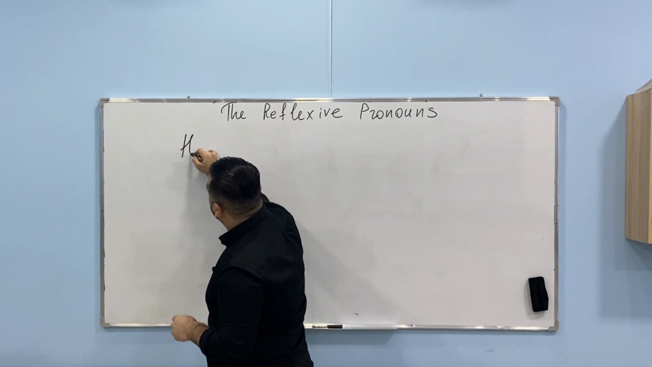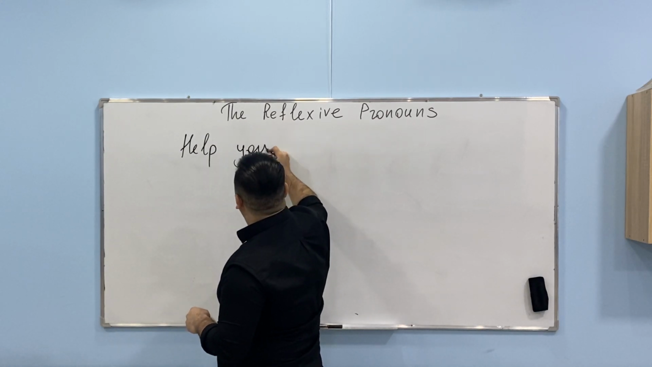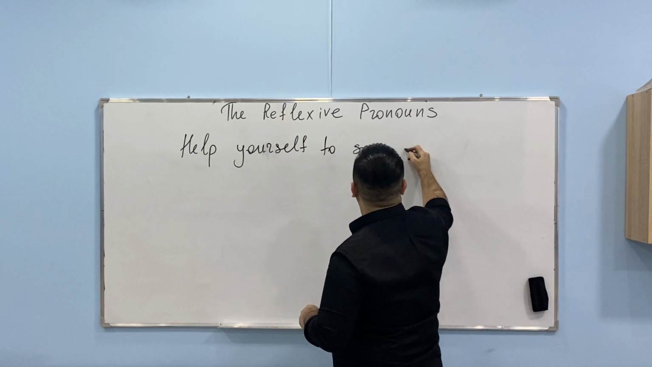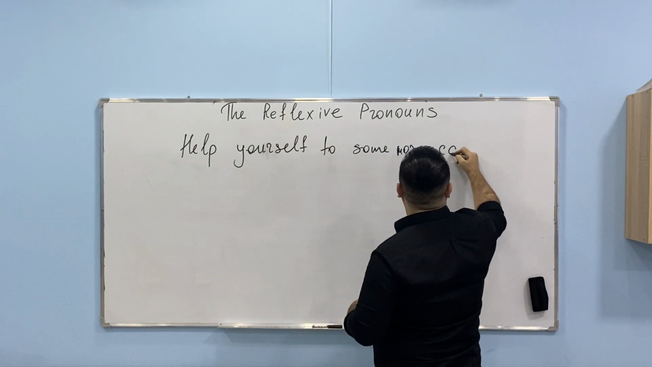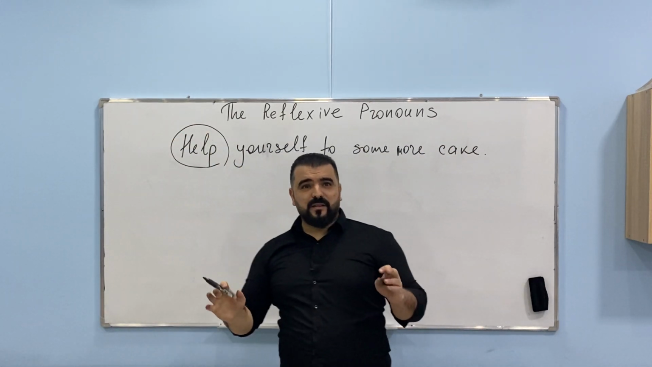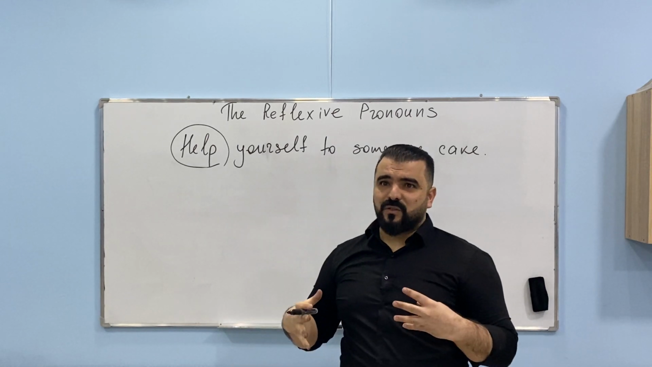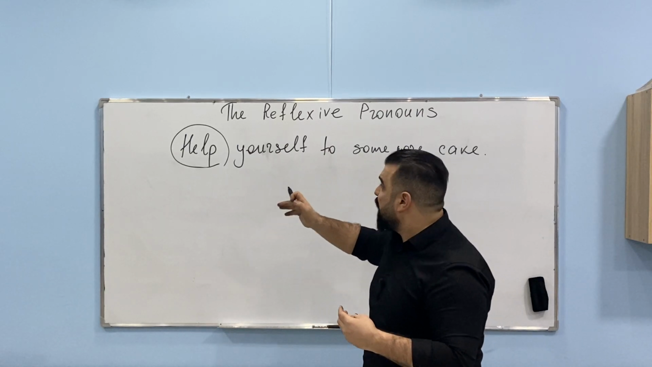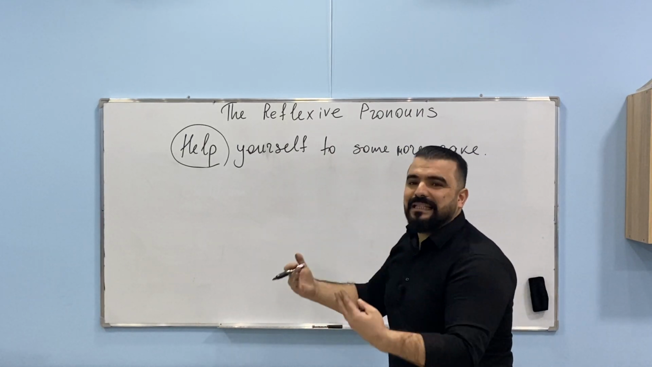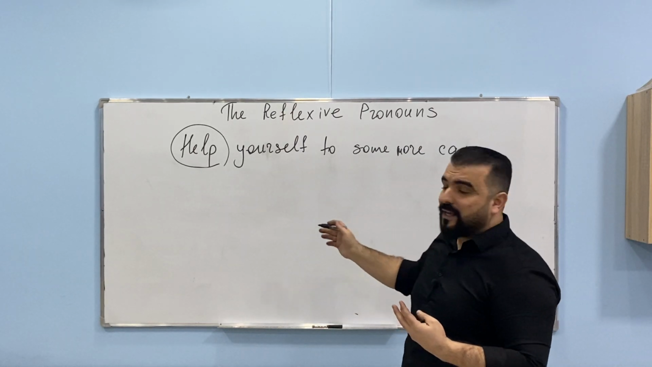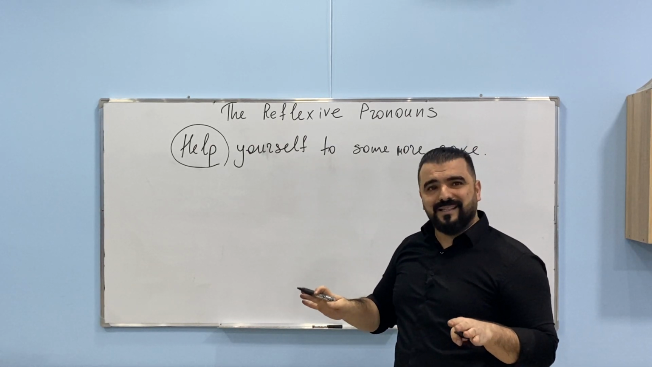For example, help yourself to some more cake. Help yourself. We know that the verb help means to give a hand or to assist someone. But in this sentence, help yourself means eat some more cake, have some more cake. In this sentence, help doesn't mean to assist.